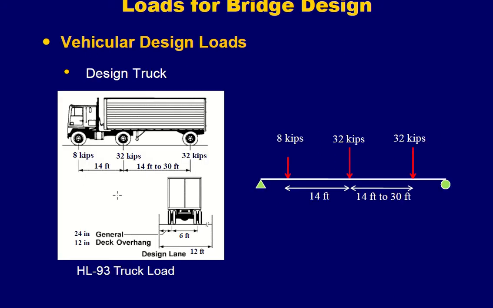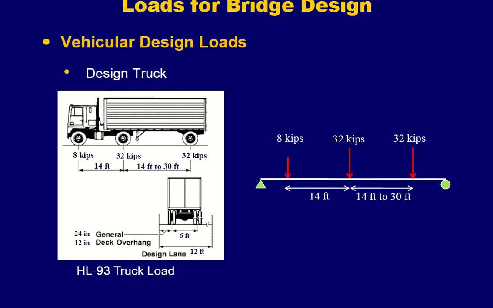So this is basically the HL93 truck load. You can see that it has three axles. The front axle has a load of 8 kips, and the middle one and the rear one have a load of 32 kips each. The distance between the front axle and the middle axle is 14 feet, and the distance between the two rear axles, the middle one and the last one, varies from 14 feet to 30 feet. So it could be 14 feet, 20 feet, 25 feet, or 30 feet, the distance between these two axles.